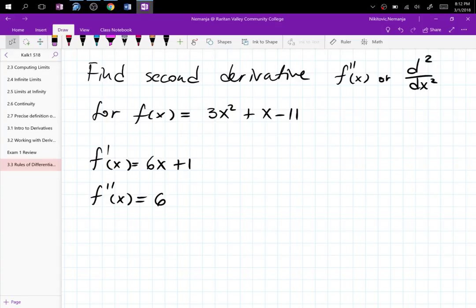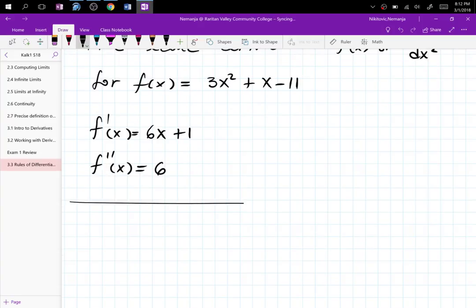So now let's have a spicier example for you, and that's it for today. All right, so what's the second derivative? So find the second derivative for f of x equals square root of x.